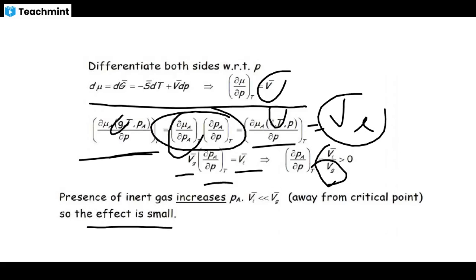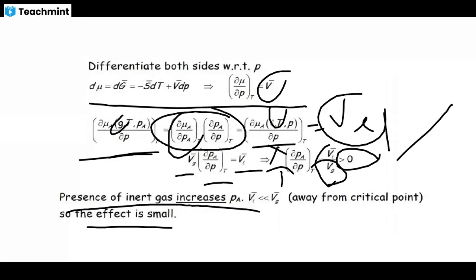So the presence of an inert gas increases the pressure pA. A positive value means a positive slope, so increasing the pressure increases the pressure. This is the pressure, and this is the partial pressure pA. Increasing the pressure, it is a positive slope, so increasing the pressure increases pA.